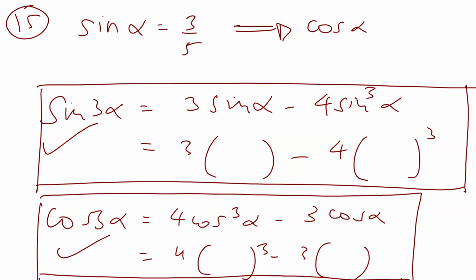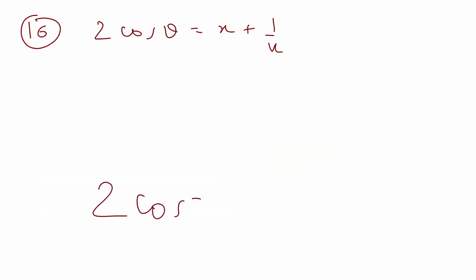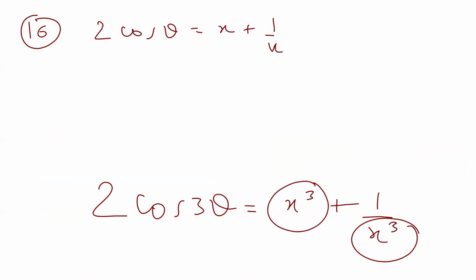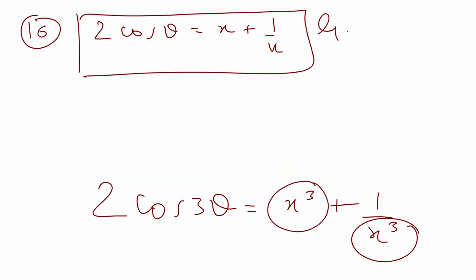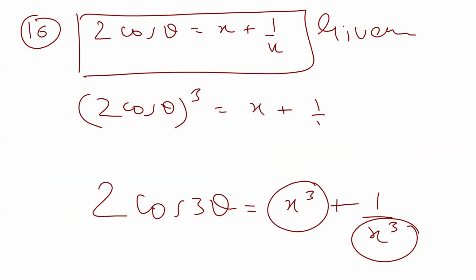Let us go to question number 16. 2 cos theta is equal to x plus 1 upon x, and we need to prove 2 cos 3 theta is equal to x cube plus 1 upon x cube. Now see, there is x cube plus 1 upon x cube here. So somehow we need to get those cubes, and we'll get those cubes only by cubing both the sides. So I'm cubing both the sides.